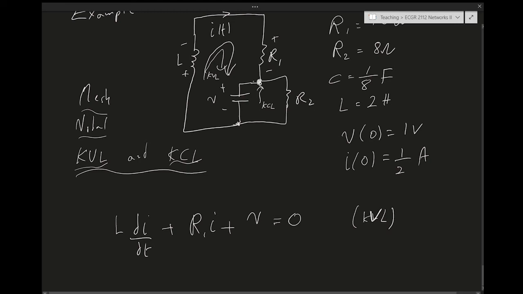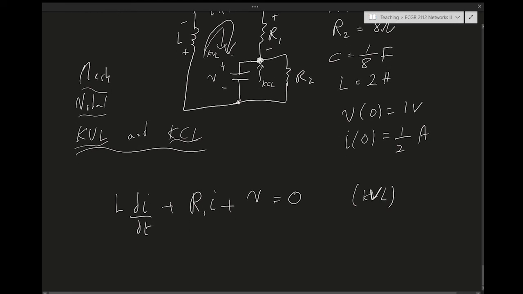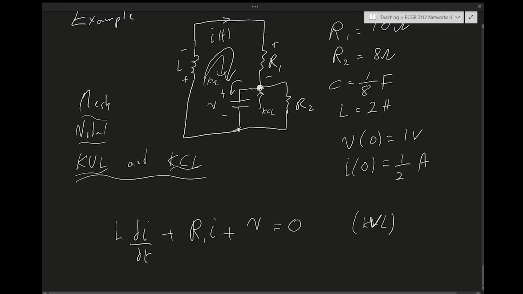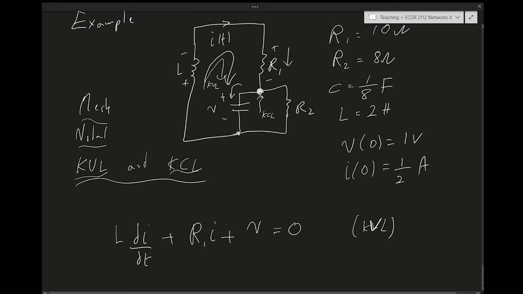And then I want to apply KCL to this node. So I need to write down the incoming current into the node, I, as equal to the sum of the outgoing currents.